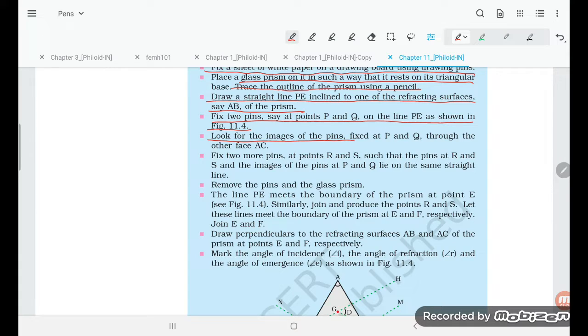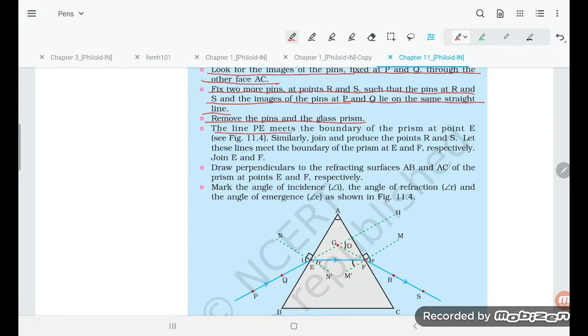Look for the images of the pins fixed at P and Q through the other face. Fix two more pins at points R and S such that the pins at R and S and the images of the pins P and Q lie on the same straight line. Remove the pins and the glass prism. The line PQ meets the boundary of the prism at point E, as in figure 11.4. Similarly, join and produce the points R and S. Let these lines meet the boundary of the prism at E and F respectively.